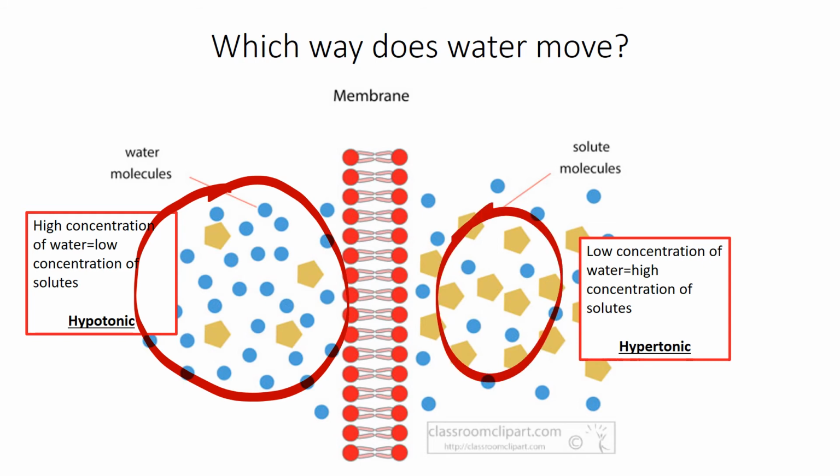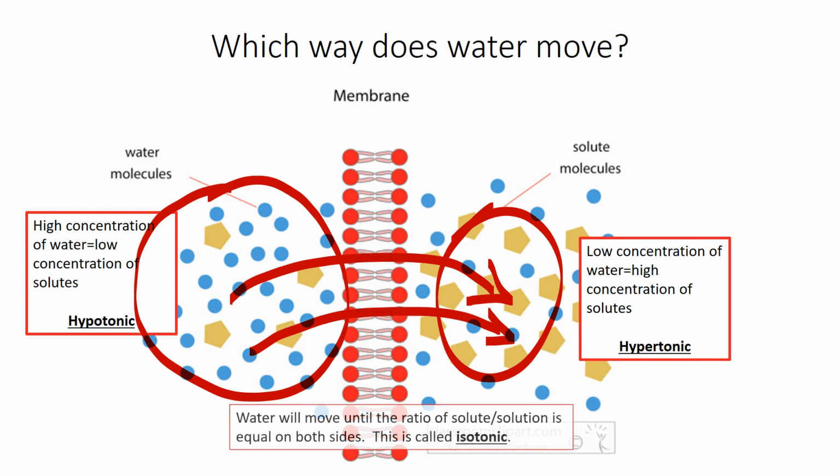So which way will water move again? Well, water moves from an area of hypotonic to an area of hypertonic, or an area of high water to an area of low water concentration. And they will do that until both sides are isotonic. Isotonic means basically the same thing as equilibrium, that the ratio of solutes to solution is approximately the same.